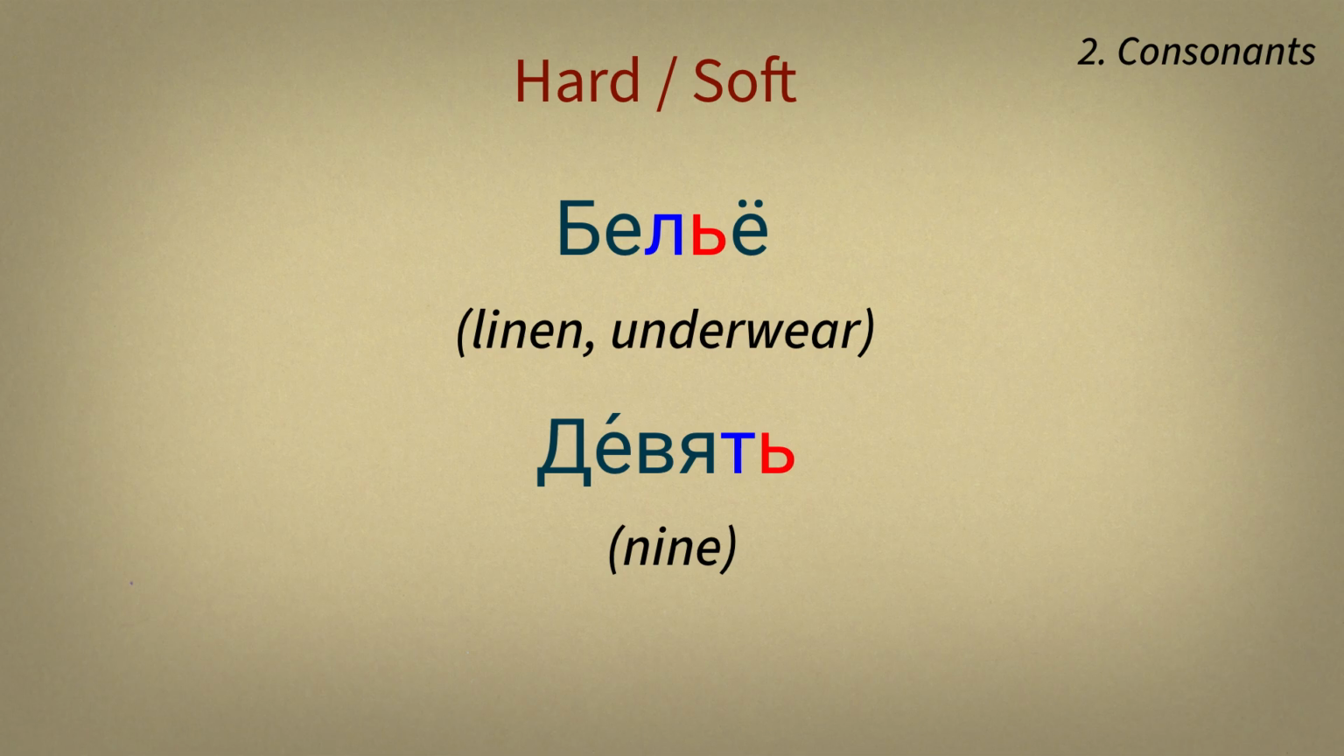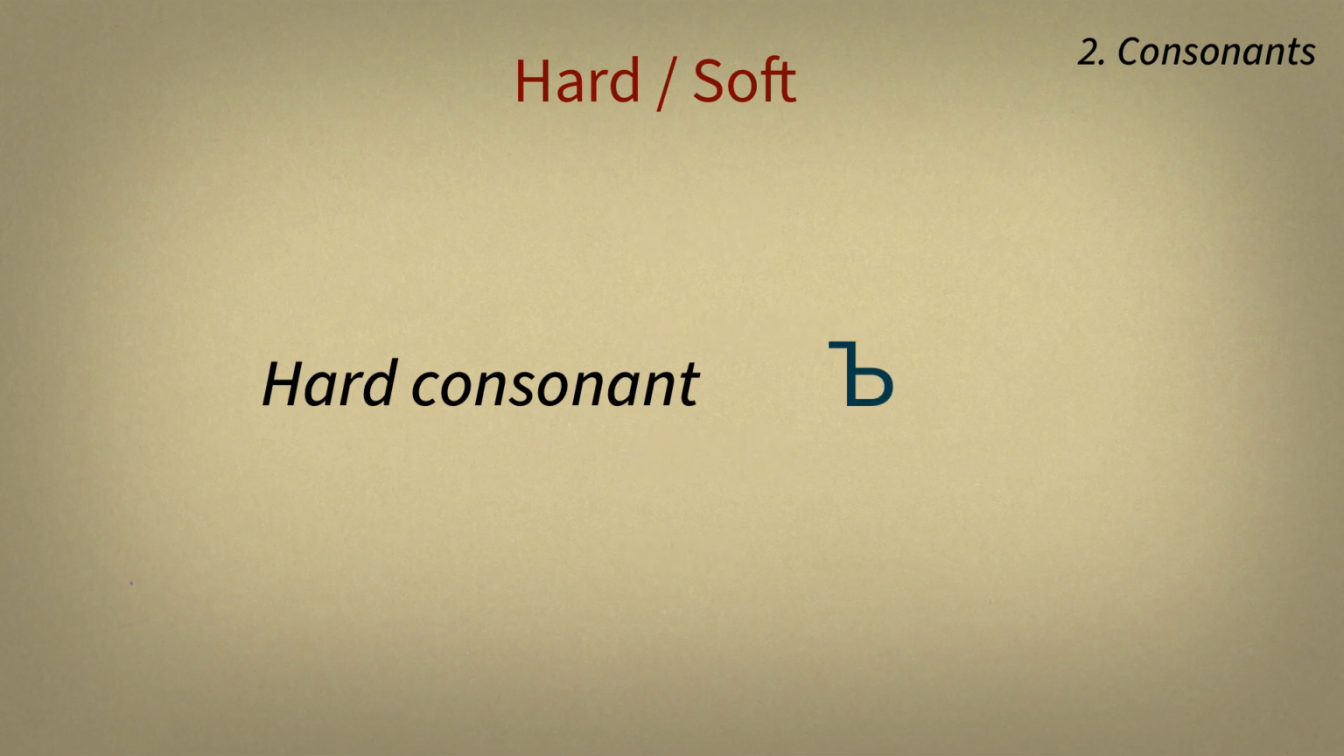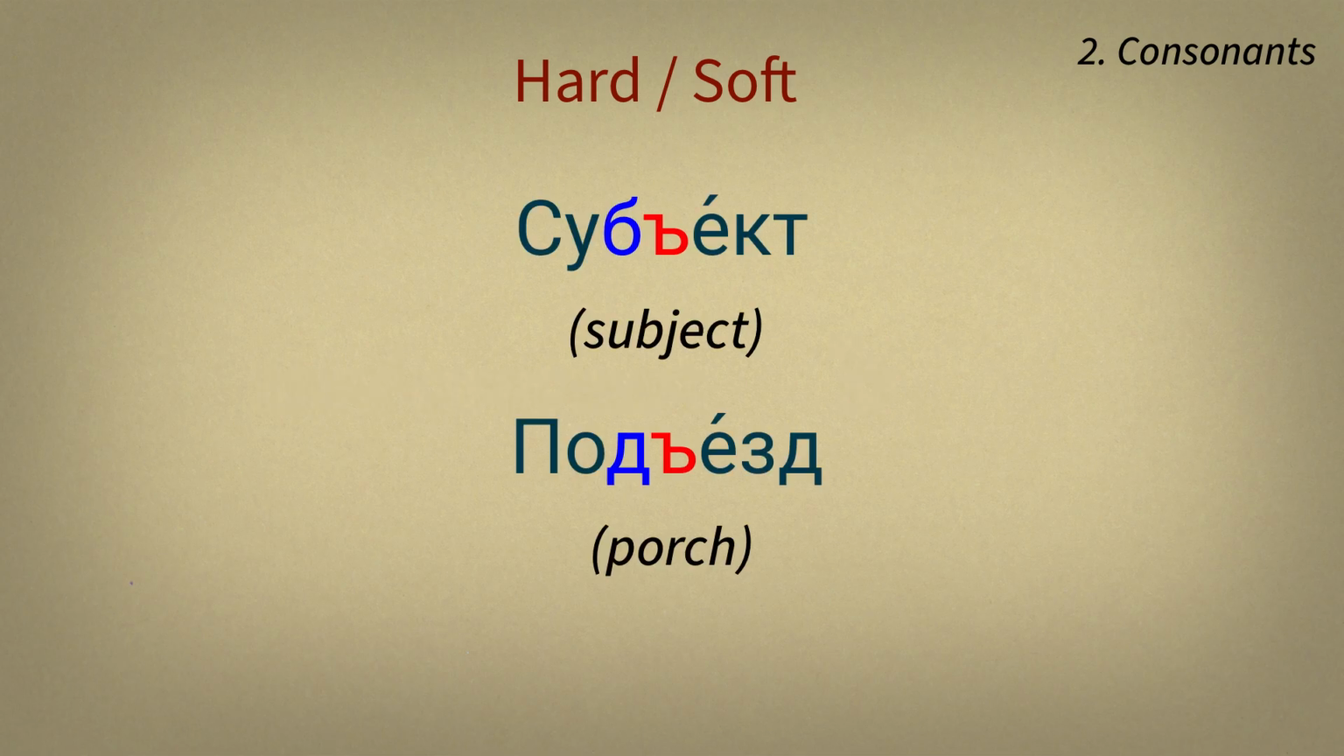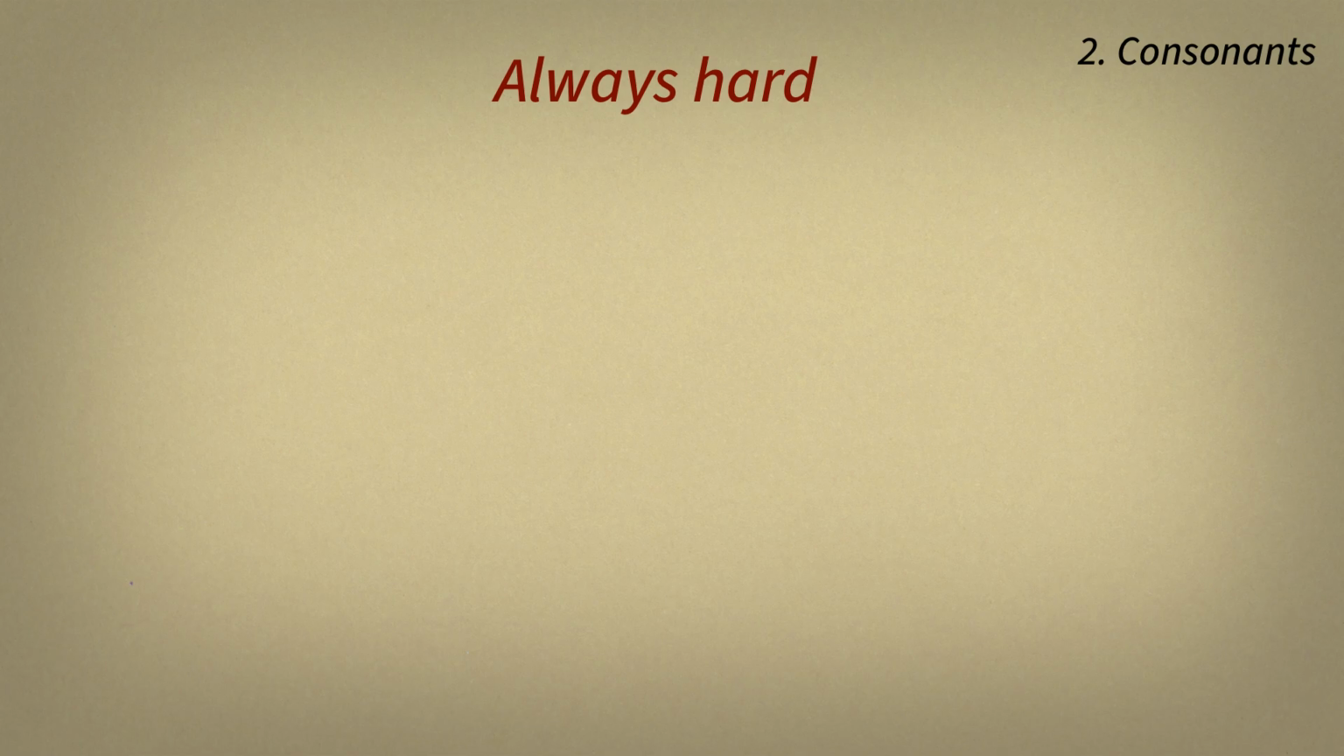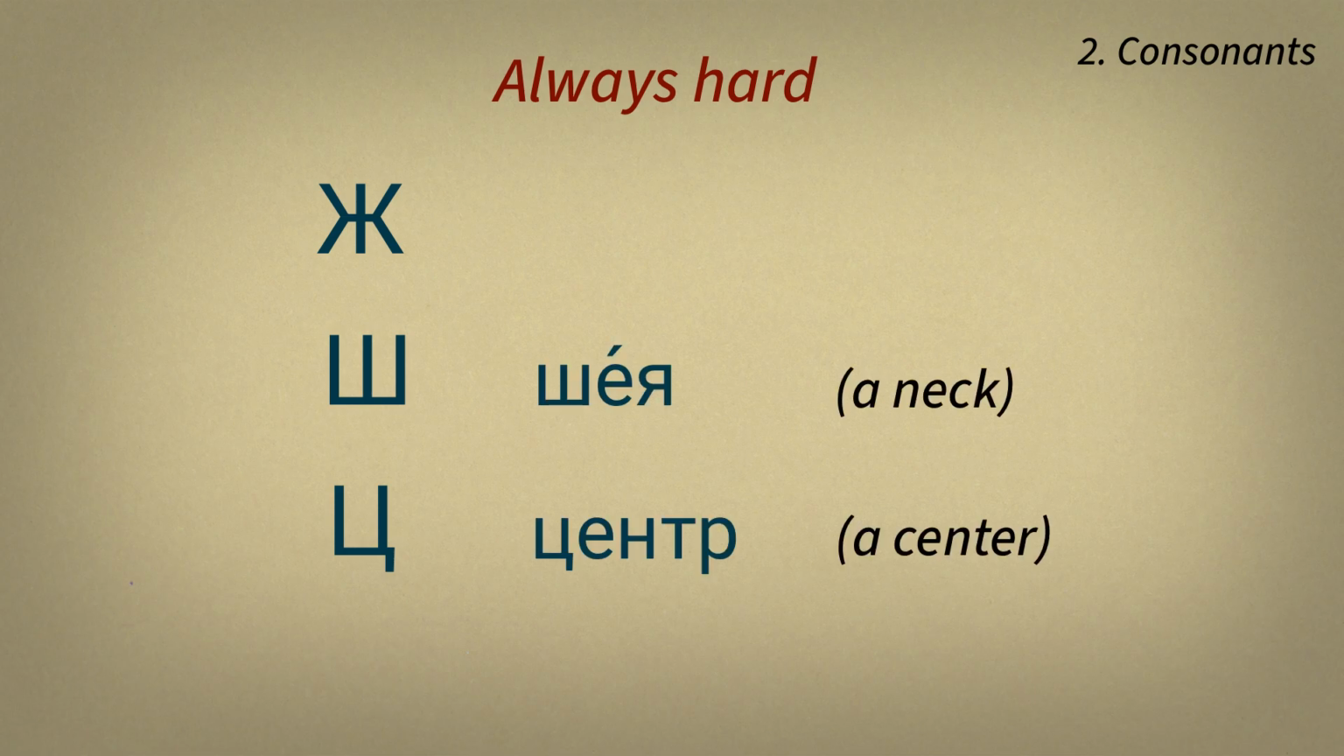Consonants L and T become soft. Hard sign prevents softening of the preceding consonant. Субъект, подъезд. Consonants B and D are hard. If the hard sign was omitted, sounds B and D would become soft, and these words would be read субъект and подъезд. Consonants Ж, Ш, Ц are always hard. For example, шея, центр, жираф.